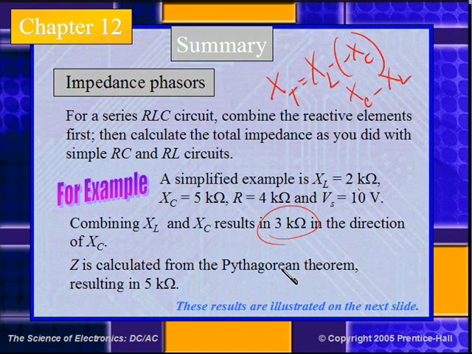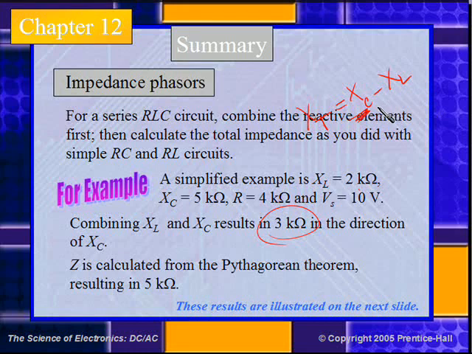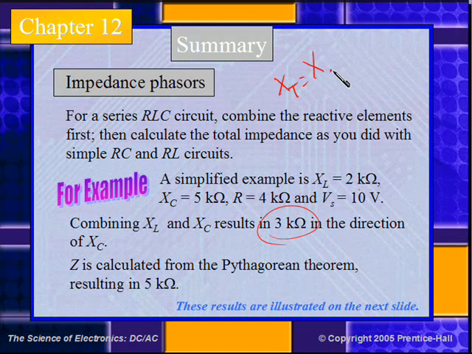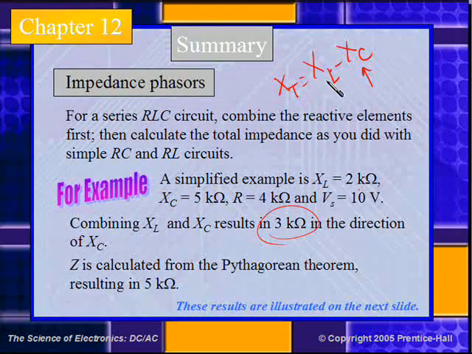This isn't right, hold on. That doesn't make sense, erase that. So if XC is bigger, then the answer will be negative. All right, hold on. I got that backwards too. I think I had it right the first time. Let's try that again. XT is XL minus XC. So if XC is bigger, that means the circuit's more capacitive because it comes out to a negative number. If XL is bigger, it comes out to a positive number, the circuit's more inductive.